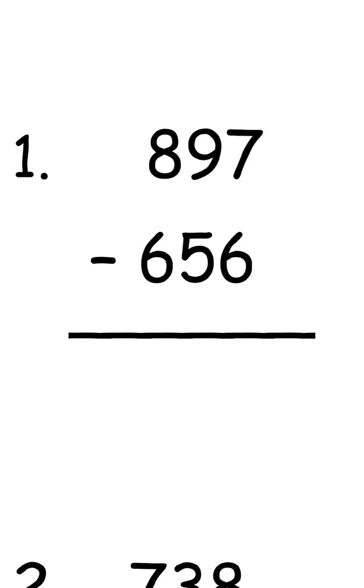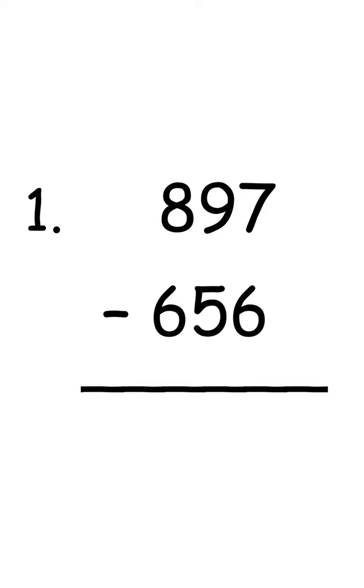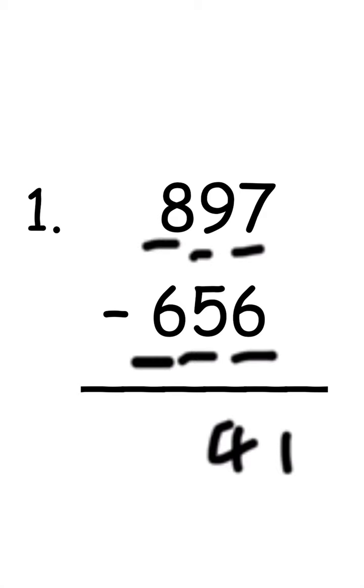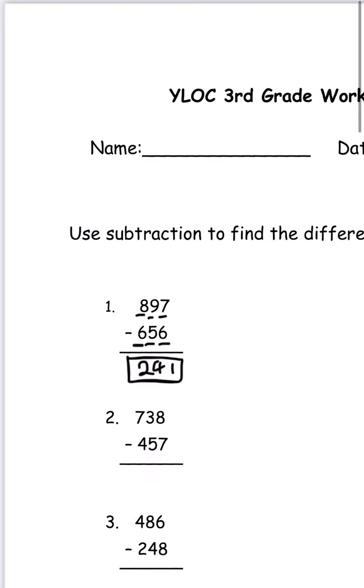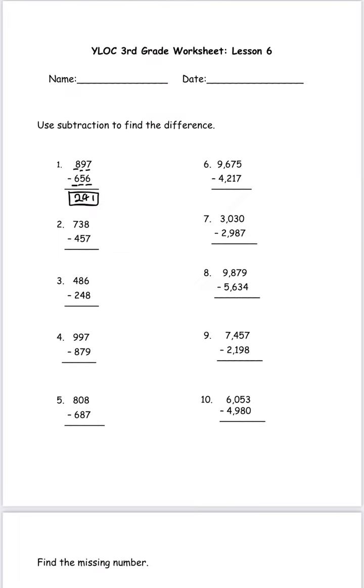So we need to first subtract the numbers that are in the smallest place, which is 7 and 6. So 7 minus 6 is 1, 9 minus 5 is 4, 8 minus 6 is 2. So 241 is the answer for number 1. Let's look at number 2.